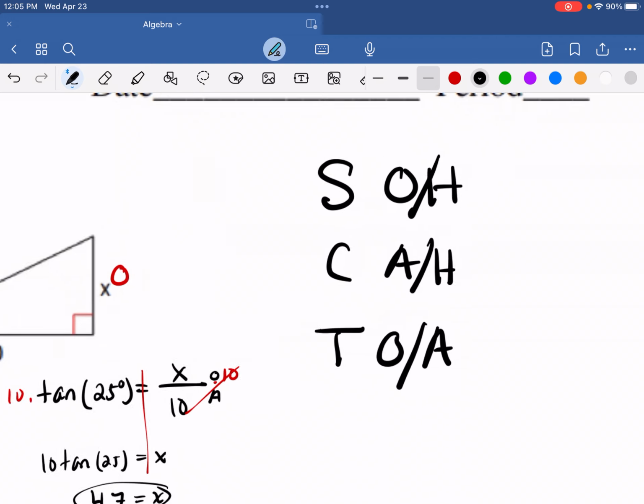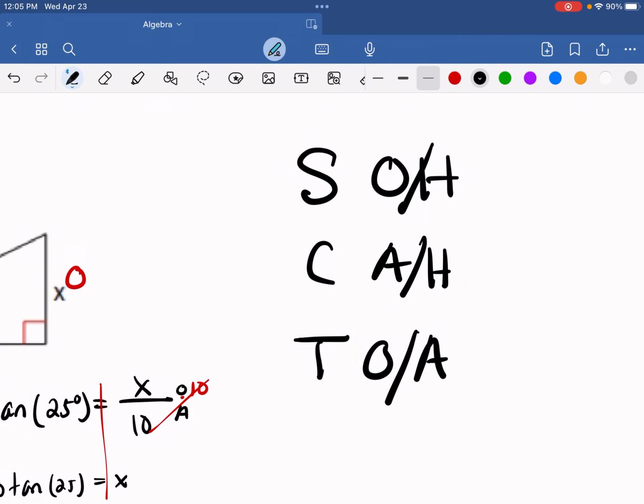And again, here are the trig functions. Sine is OH, cosine is AH, and tangent is OA.